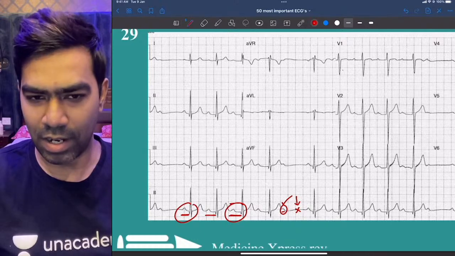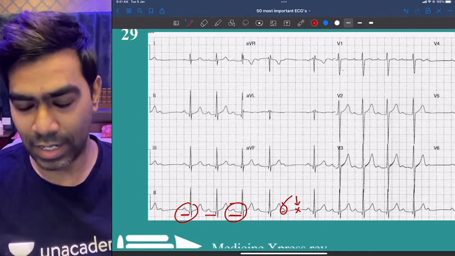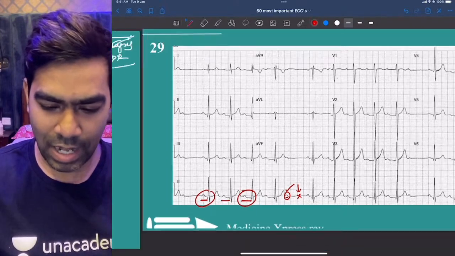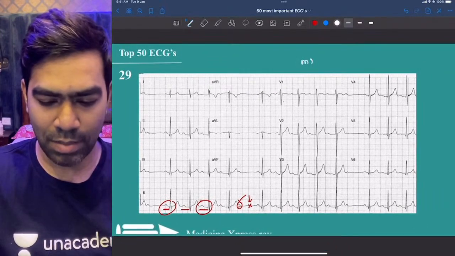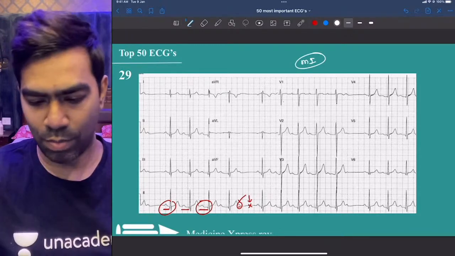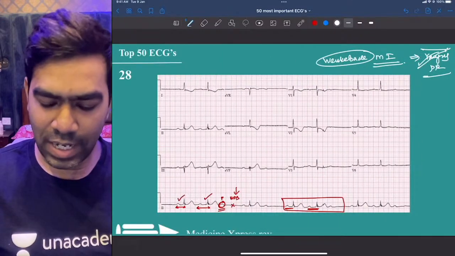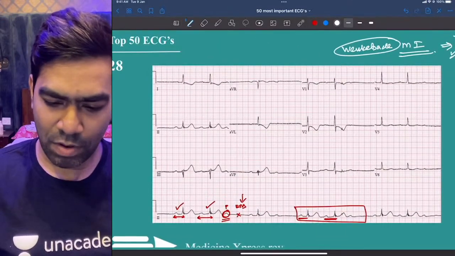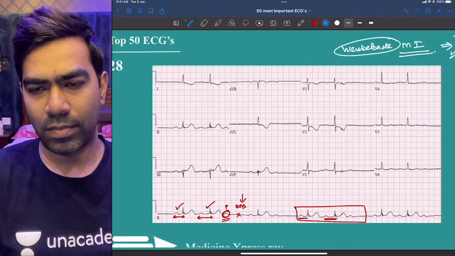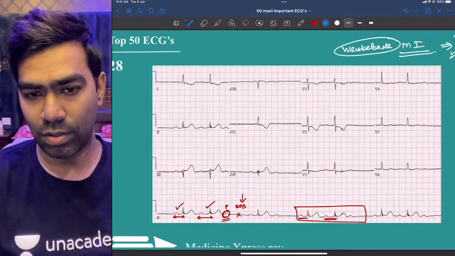Because it's a varying PR interval, not a constant one, and you have a non-conducted P wave and a missed beat because of that, this is another very important, interesting example of a Mobitz 1. This is also an example of a Mobitz 1, not Mobitz 2 for that matter. Sorry for that. And look at this one. Are you able to see any other finding in this EKG apart from Mobitz 1 which I have shown? Any one of you able to answer?